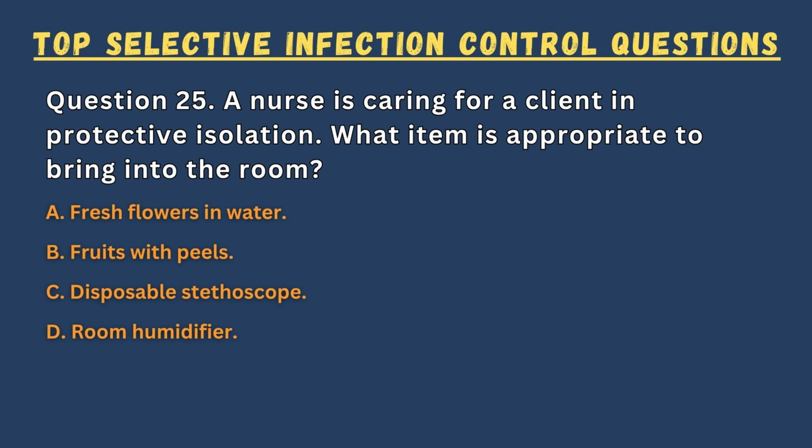Question 25. A nurse is caring for a client in protective isolation. What item is appropriate to bring into the room? A. Fresh flowers and water. B. Fruits with peels. C. Disposable stethoscope. D. Room humidifier.